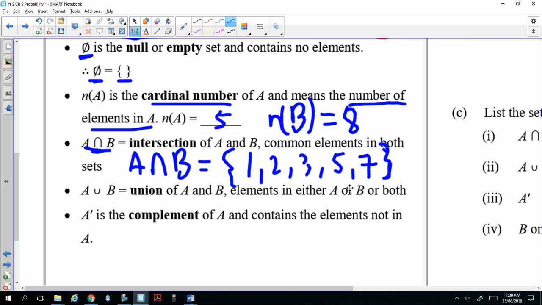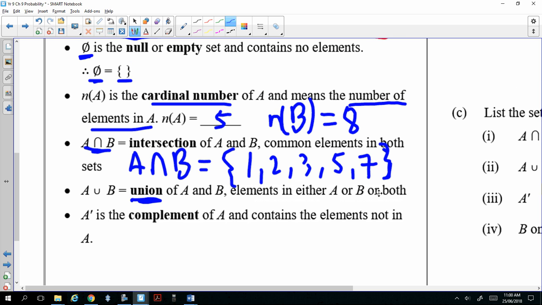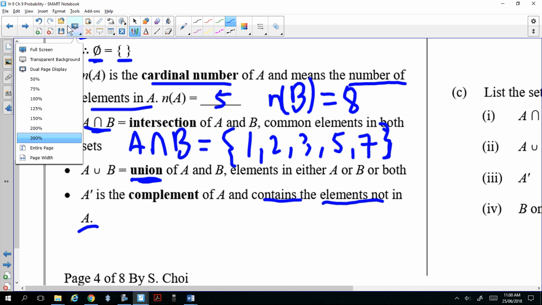And if it's upside down, the other way looks like a U, that means the union. It means elements in either A or B. We'll do an example of that. So all of the numbers. And then A with the apostrophe, called A prime, is the complement of A, which contains the elements not in A. All right, let's do some examples.